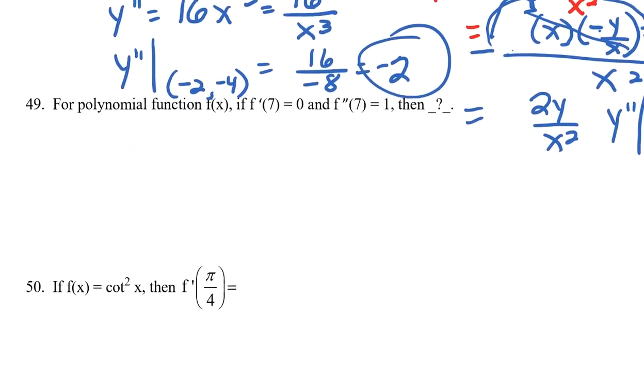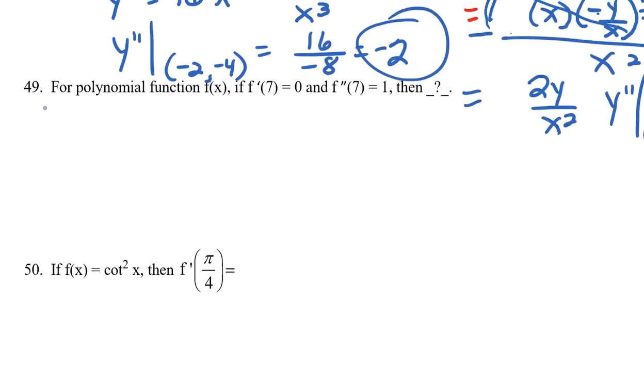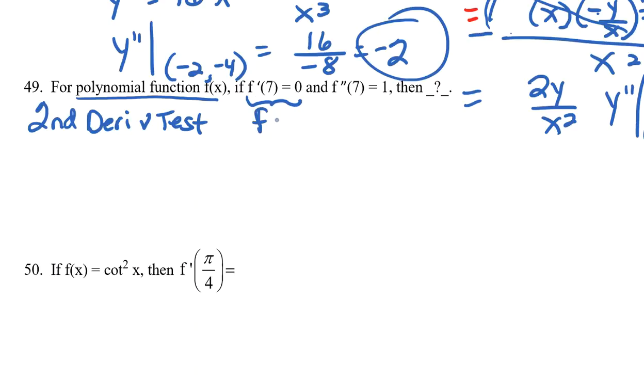All right, question 49 is, do you know the second derivative test? So we've got a polynomial function, so we know it's continuous and differentiable everywhere. Its derivative exists. At 7, it happens to have a derivative of 0, so that means that f has a horizontal tangent.